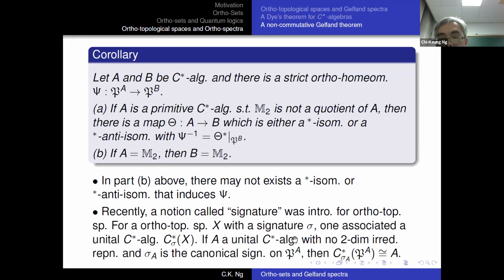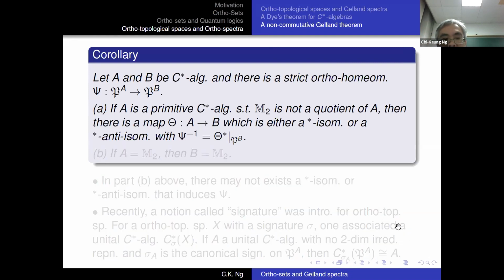If A is a unital C*-algebra having no two-dimensional irreducible representation, then we can define the canonical signature on the Gelfand spectrum beta A. And in this case, the C*-algebra that we get from this will be *-isomorphic to the original C*-algebra. As I told you, for any C*-algebra, you can just take the tensor product with M3, and then it will be a C*-algebra that has no two-dimensional irreducible representation. So the Gelfand spectrum together with this signature, you can regard as remembering everything about the C*-algebra up to stable isomorphism.